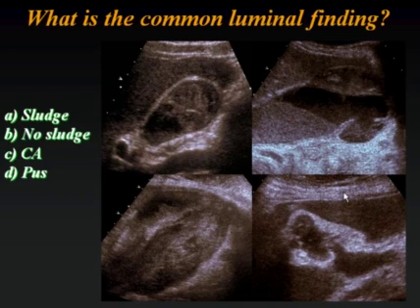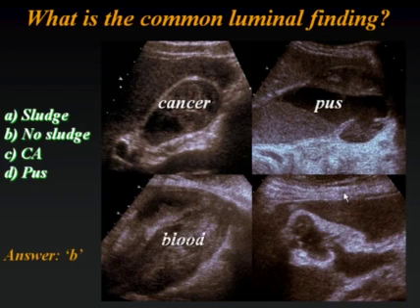A, sludge, B, no sludge, C, carcinoma, or D, pus? Well, in fact, what they have in common is that none of these patients have sludge. All the internal echoes in the lumen are related to, in this patient, cancer, this patient, pus, this patient, blood, and another patient with pus.